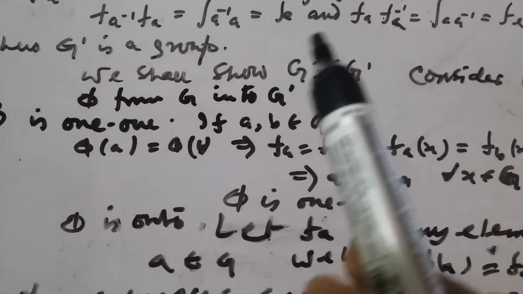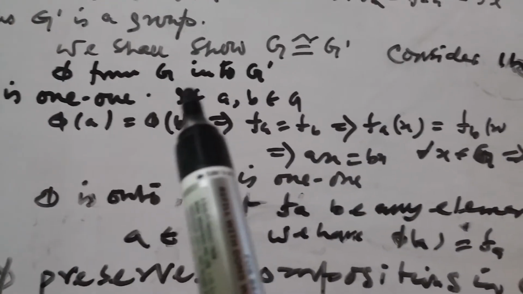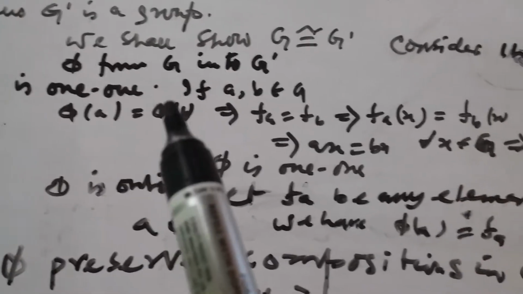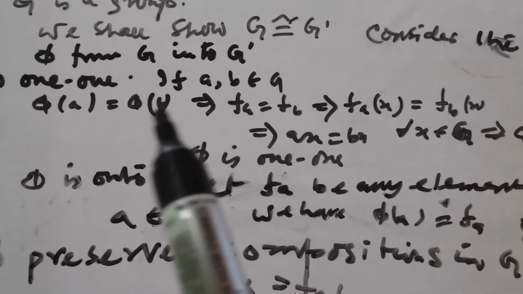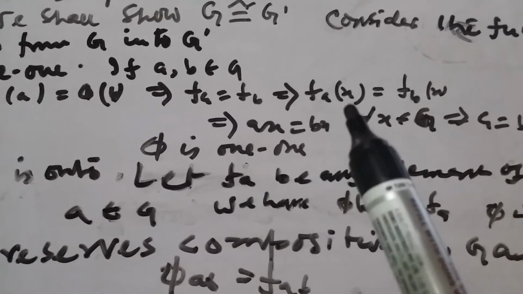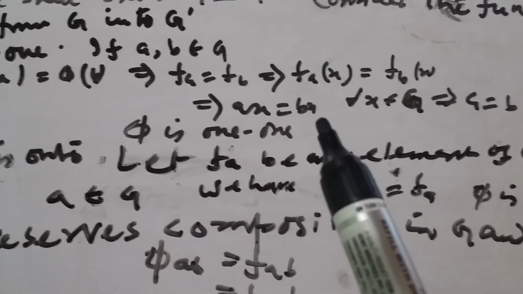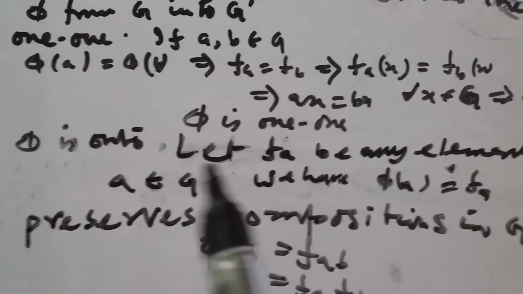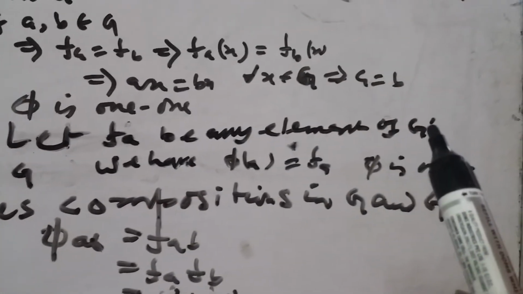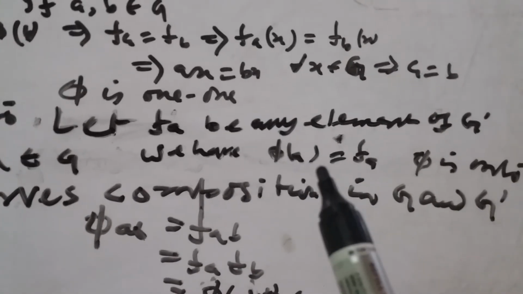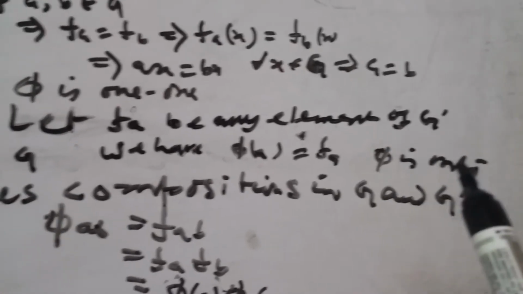Now we have to prove G is isomorphic to G dash. Consider a function phi from G to G dash. At first we prove phi is 1-1. If a, b belong to G and phi(a) = phi(b), then f_a = f_b, so f_a(x) = f_b(x), so ax = bx, so a = b. So it is 1-1. Now onto: let f_a be an element of G dash, a belongs to G, then phi(a) = f_a, so phi is onto.